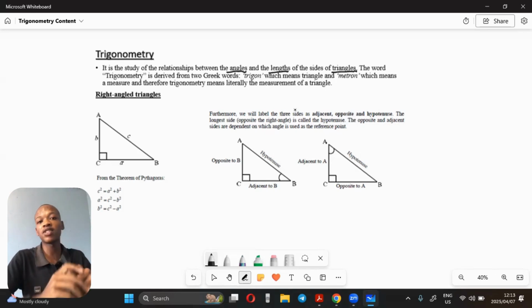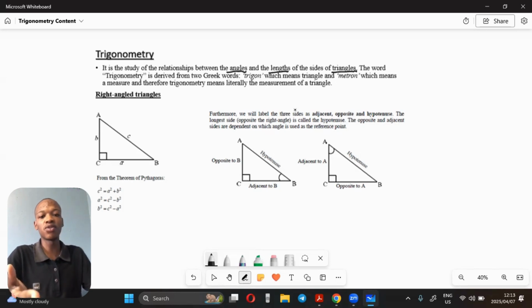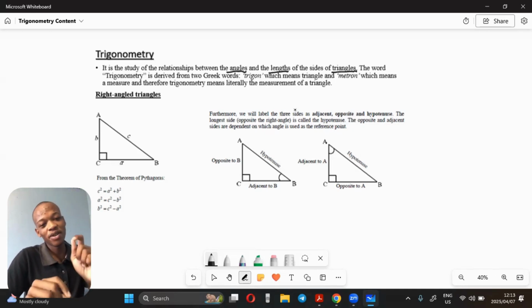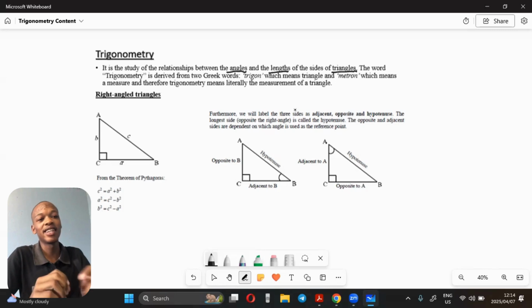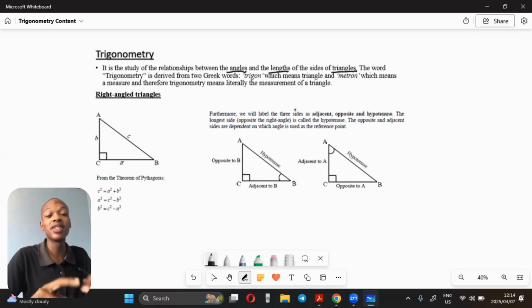Okay, so we start focusing on the right angle triangle. What do you need to know about the right angle triangle? It has 3 sides, like all triangles, but specifically it has a hypotenuse side, the longest side, and then it has an opposite and an adjacent side. The hypotenuse will always be the longest side, period. But the opposite and adjacent will differ in terms of the angle of interest.